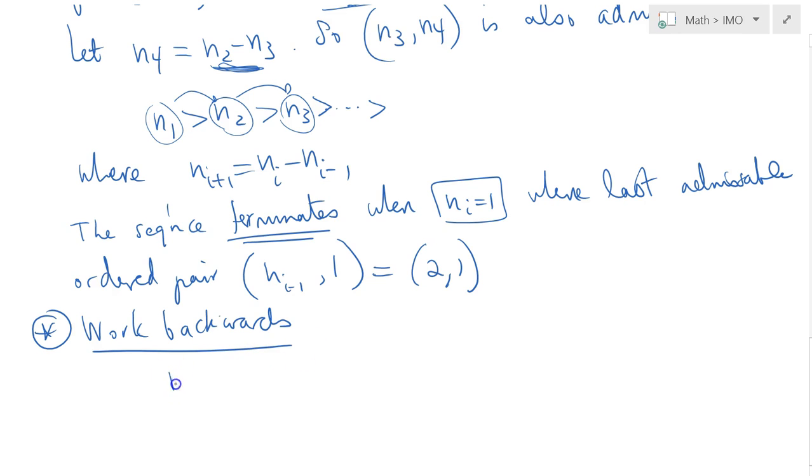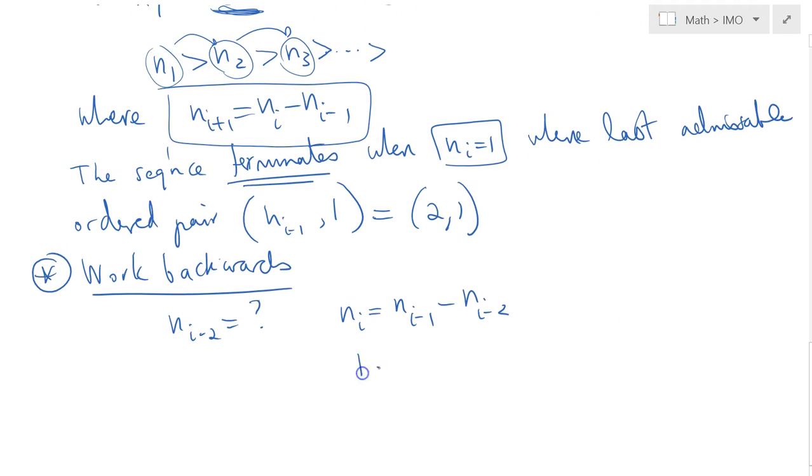So what is n sub i minus 2? But then the recursion applies, right? So obviously we can find out the value of n sub i minus 2 by simply looking at n sub i, which is simply n sub i minus 1 minus n sub i minus 2. But n sub i is just 1. n sub i minus 1 is just 2 minus n sub i minus 2, which implies n sub i minus 2 is simply equal to 2 minus 1, which is equal to 1, which is absurd. So I messed up again.